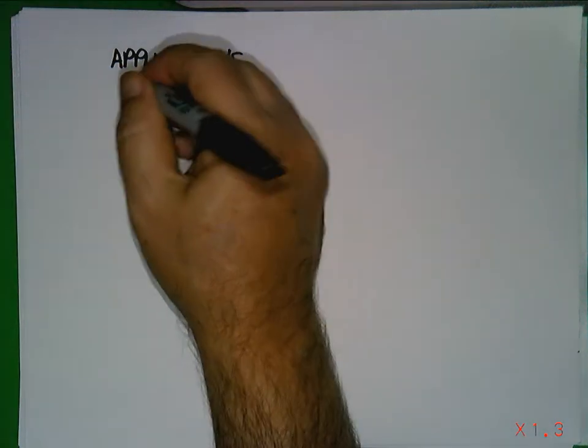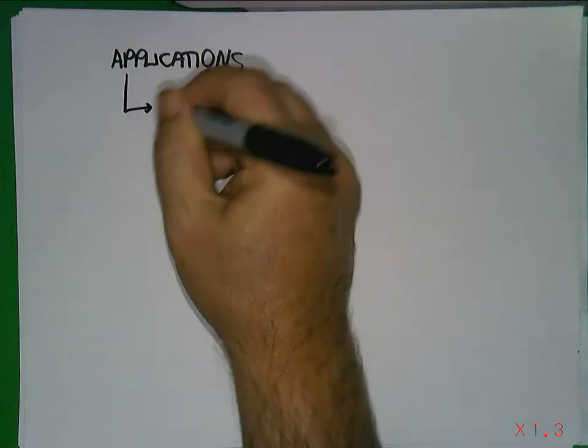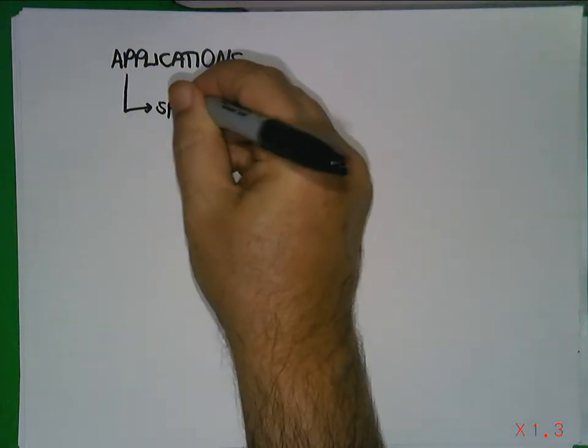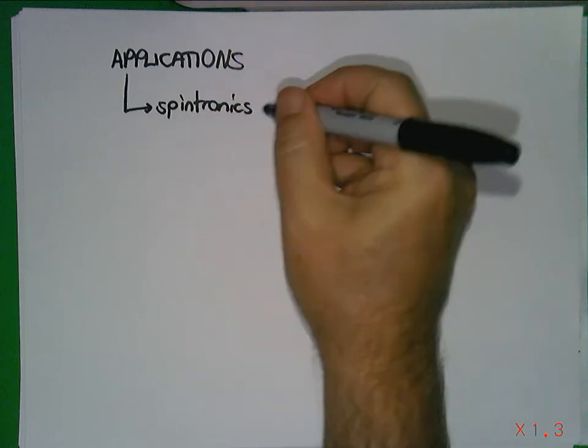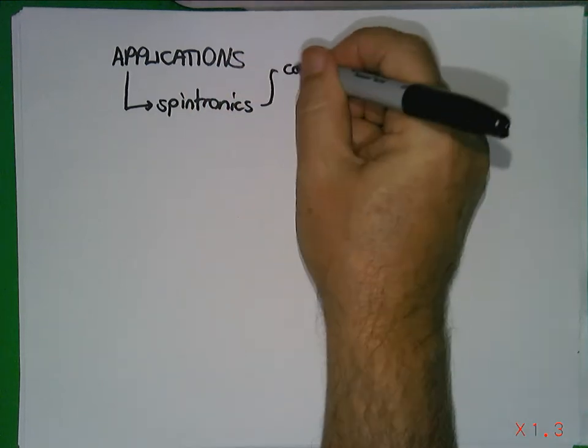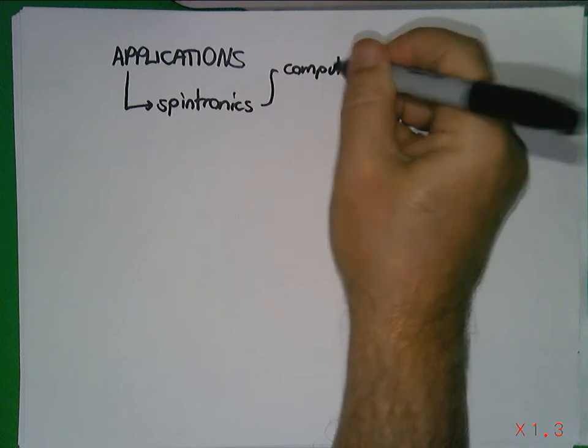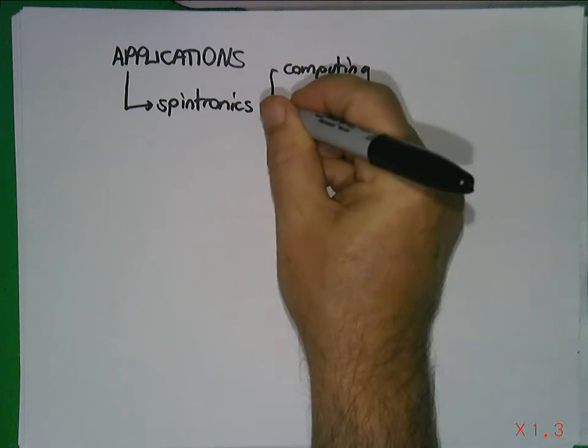Now we've seen that electrons have a property called spin that makes them act like little bar magnets. There are a couple of important technological applications of that I'd like to talk about. The first is spintronics, and it has a lot of applications in computing and some in medicine too.